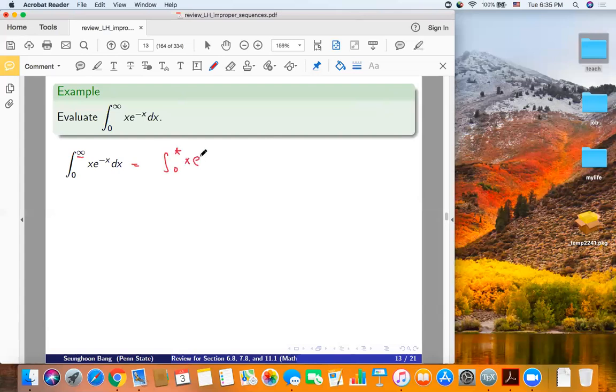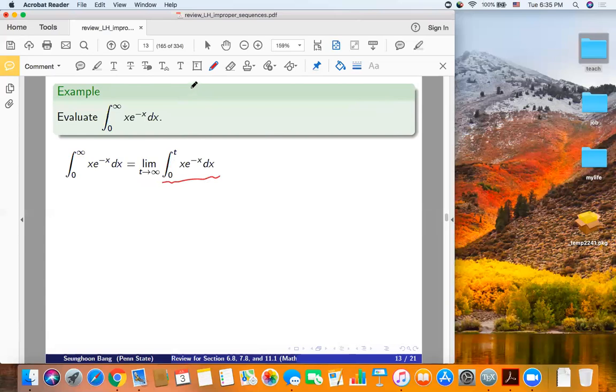x e to the minus x dx, and take the limit as t approaches infinity. You can change it like this. Here. The next: how can you find the integral of x times e to the minus x? What kind of method is possible?